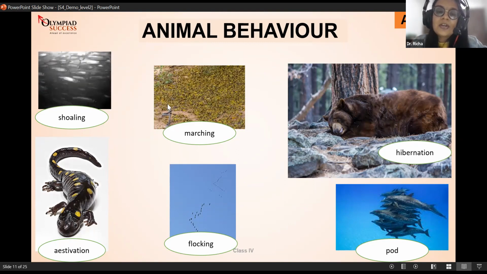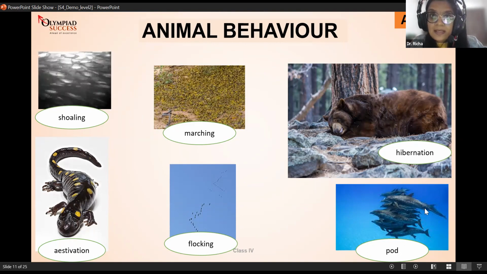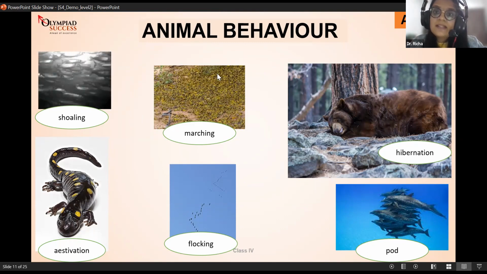Now, these are group behaviors of animals. Animals also exhibit social behavior sometimes. For example, dolphins like to live in groups. A group of dolphins is called a pod. They live together, they interact together, they hunt together, they support each other.